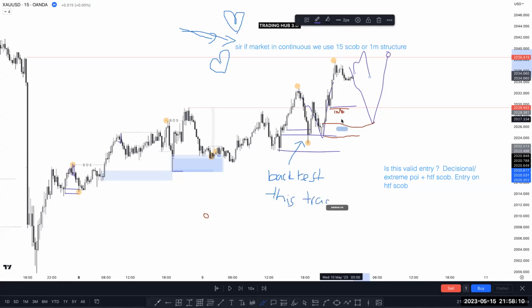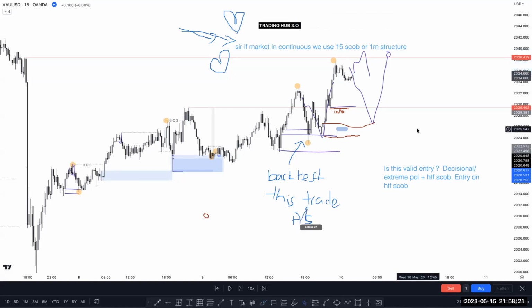So if the market continues, we use 15 minute SCOB or 1 minute structure. So 15 minute, backtest this part. Okay, sir.